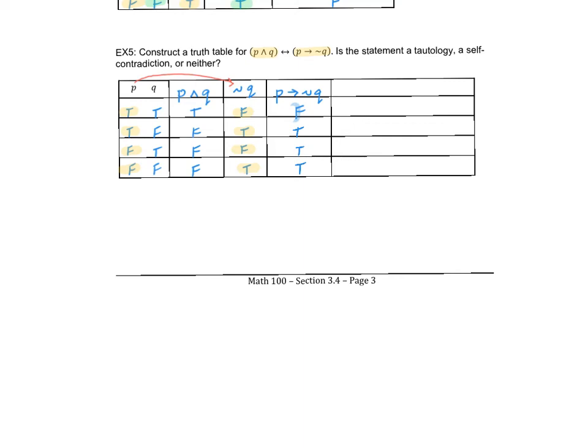Now I have the two pieces to my biconditional. I have the first piece, P and Q, if and only if, and the other piece would be if P, then not Q. So I will be looking at the column with P and Q and the column if P, then not Q. And it's a biconditional, so both sides have to match. So I have a true, false. It does not match. So my biconditional is going to be false.